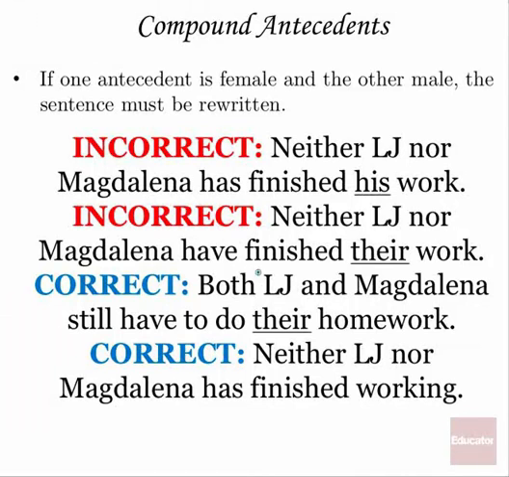So it is incorrect to say, "Neither LJ nor Magdalena has finished his work." Well, you can't use his for Magdalena because she's not a guy. Incorrect: "Neither LJ nor Magdalena have finished their work." It's a nor situation, so you can't use a plural pronoun. It has to be singular. So you rewrite the sentence. "Both LJ and Magdalena still have to do their homework." Conveys the same information, but now you've got the and in there, so you're entitled to a plural pronoun. And we do have a gender-neutral plural pronoun. Or you could say, "Neither LJ nor Magdalena has finished working," and avoid the whole pronoun mess altogether.